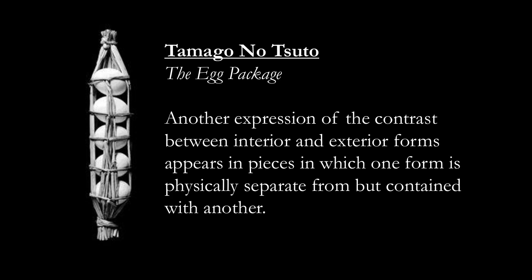interior and exterior form appears in a piece in which one form is physically separated but contained within another. So if we take a look at this, there's really like two forms, but they're kind of one form. So we notice the eggs, right? And then we also see this casing on the outside. And when we visually look at it, we see them as separate things, but they're together, right? They're kind of coming as a pair.